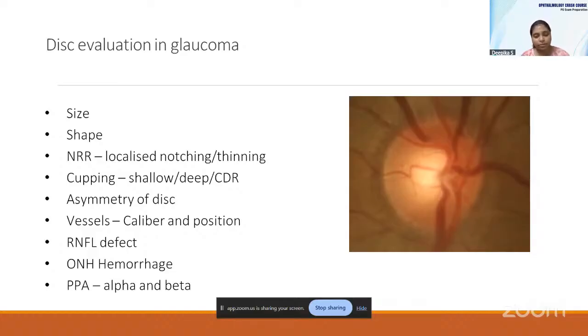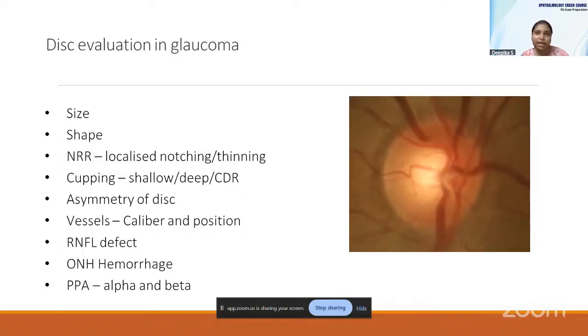Then comes the cup disc ratio. You can describe the shallow or the deep cup and explain the cup disc ratio. Cup disc ratio is normally 0.3 to 0.4. Then you can explain about the asymmetry of the disc compared with the other eye. And then comes the vessel position and the vessel changes, which I'll be talking about later.